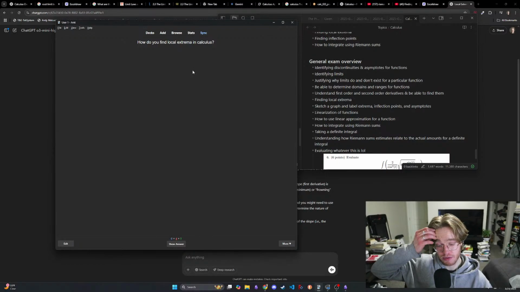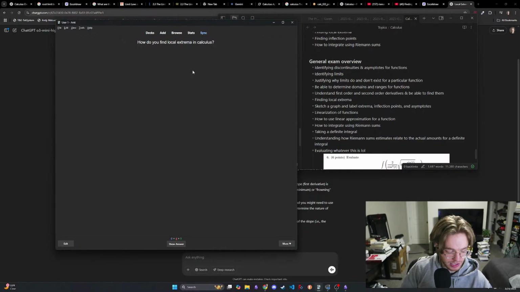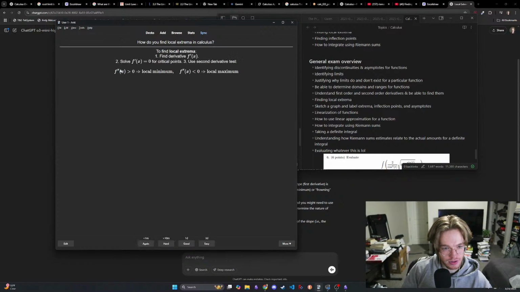Okay, local extrema. So first you find critical points by figuring out where the first order derivative is 0. And then from those critical points, you take the second order derivative and plug those in. If it's greater than 0, then it's a local minimum, and if it's less than 0, then it's a local maximum. Greater than 0, local minimum. Yep. Okay, perfect.